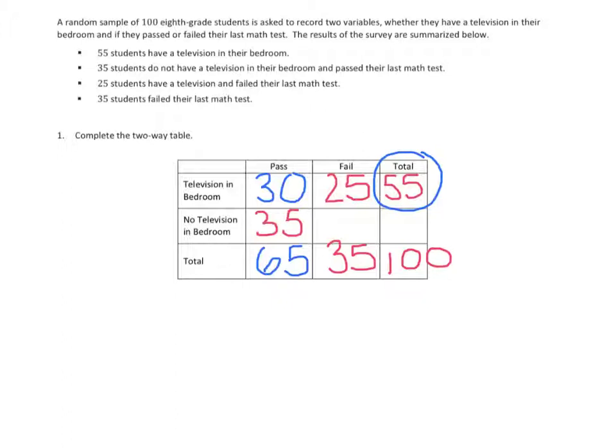Now, continuing along, we know that 25 students failed their last math test who have a television in their bedroom. And we know that there's a total of 35 students who failed their last math test. So that will tell me that 10 students failed their last math test who have no television in their bedroom. Now I can complete my table by knowing that 35 students passed their last math test who have no television in their bedroom, and 10 students failed their last math test who have no television in their bedroom. So that lets me know that there is a total of 45 students who have no television in their bedroom.